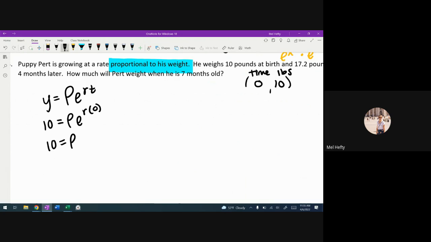Sadie asked a good question as we were working on this. She was like, is 10 going to be my P value for the whole question now? Absolutely. We're going to roll with all of the constants we solve for. So the next thing I'm going to try to find is R, so that by the time I get to the end of the problem, everything is just numbers.